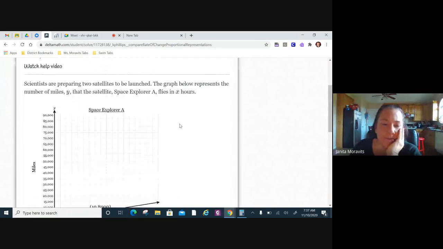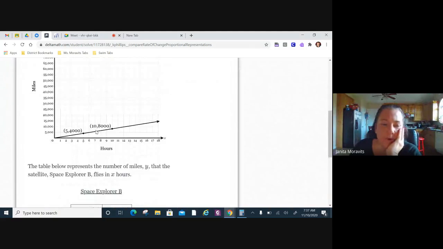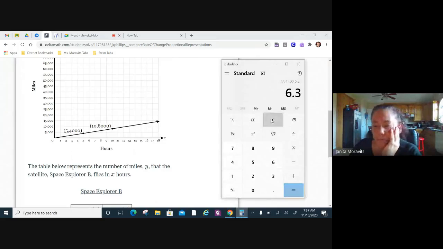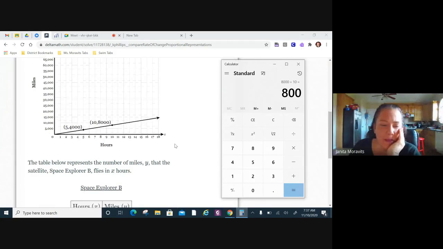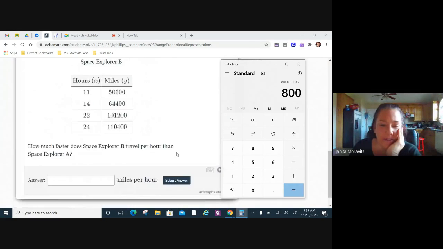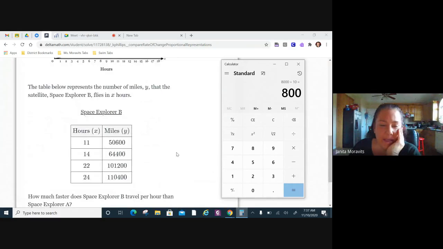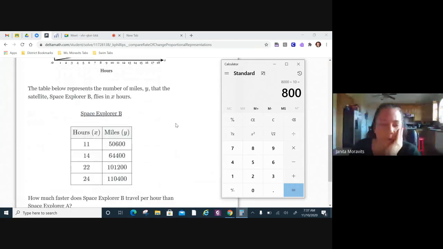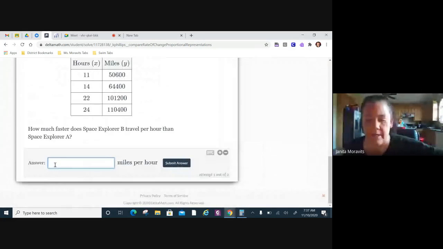Well, Space Explorer A goes 8,000 miles in 10 hours. So that would be 8,000 divided by 10. So it goes 800 miles per hour. That's pretty fast. 800 miles per hour. I think we remember 800, but we'll type it down here just so we can see it. 800. No, that's a 600. I'm sorry. 800. So we can see that.